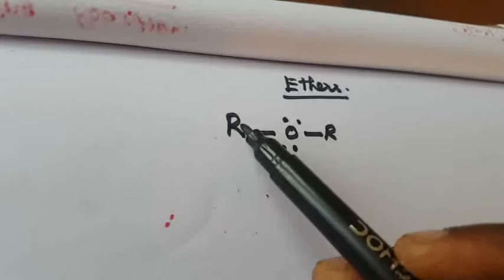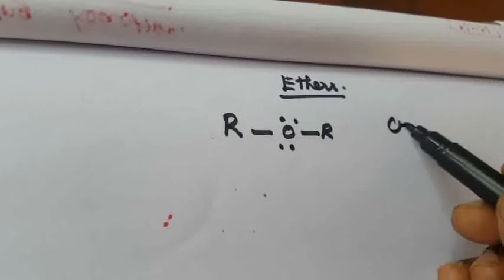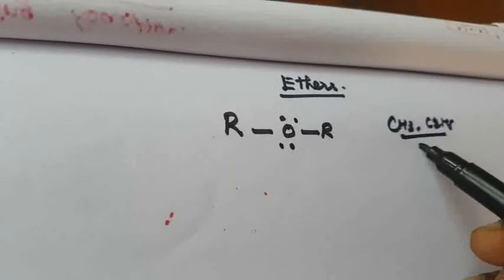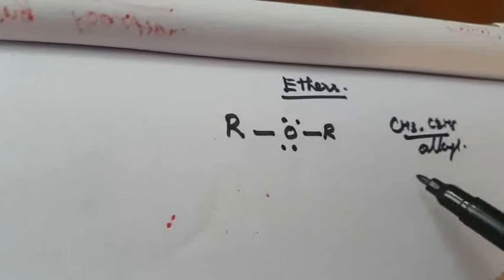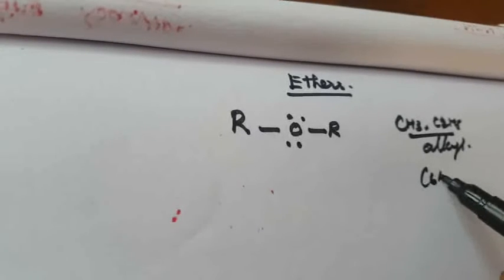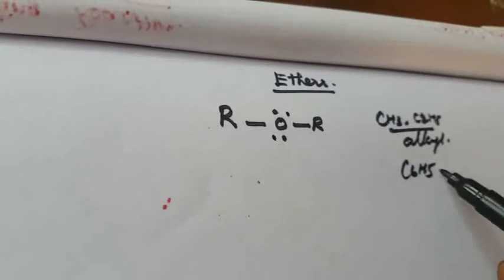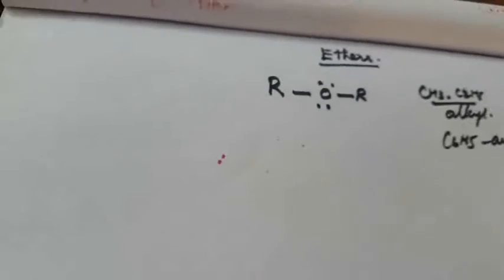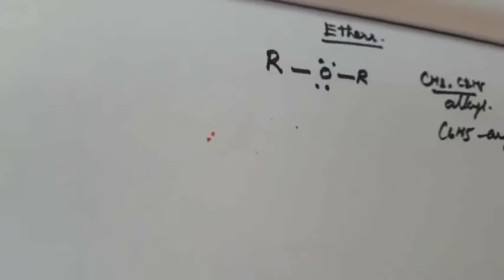What is meant by alkyl group? Alkyl group means CH3, C2H5. So these are called alkyl groups, right? What is an aryl group? That is C6H5. That is called an aryl group. Okay, so ethers can be considered as derivatives of hydrocarbon in which one hydrogen atom is replaced by alkoxy or aryloxy. So what is the general formula of ether?